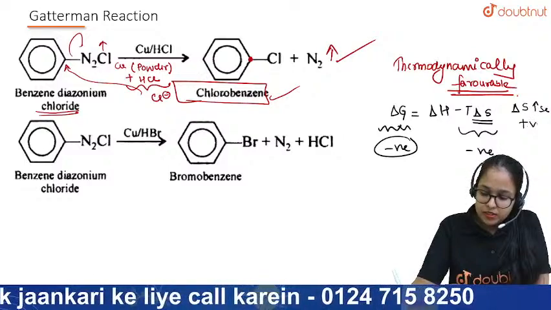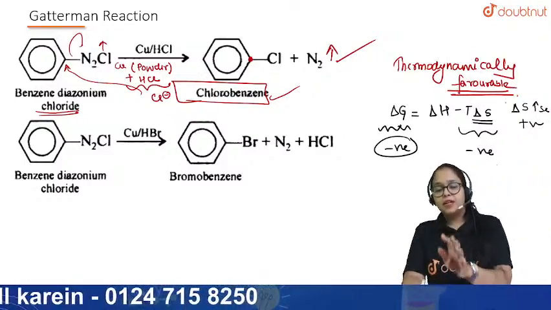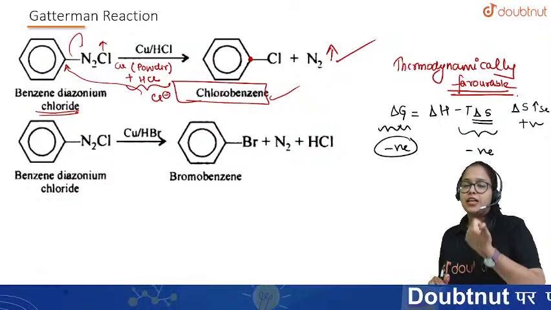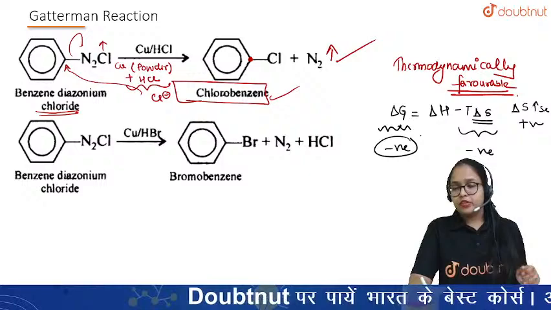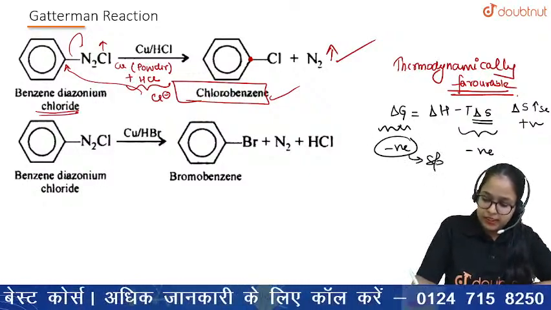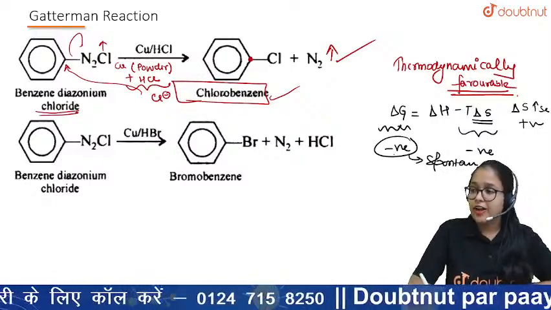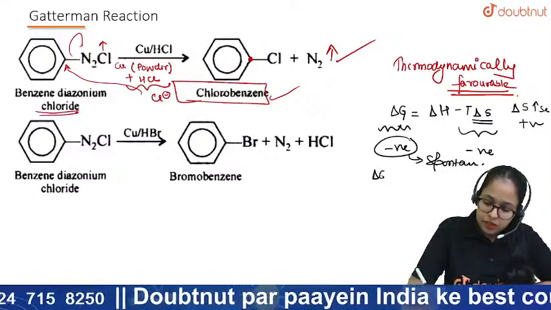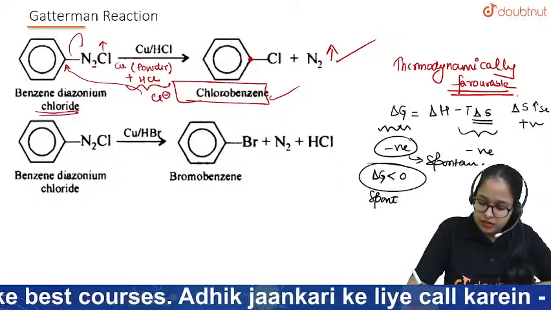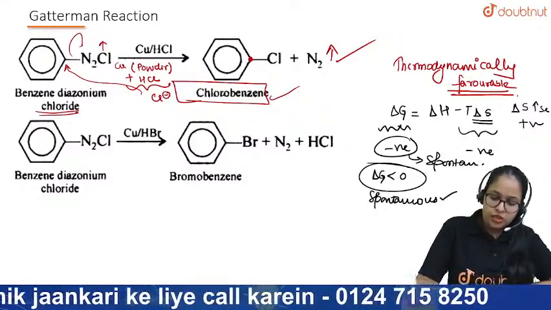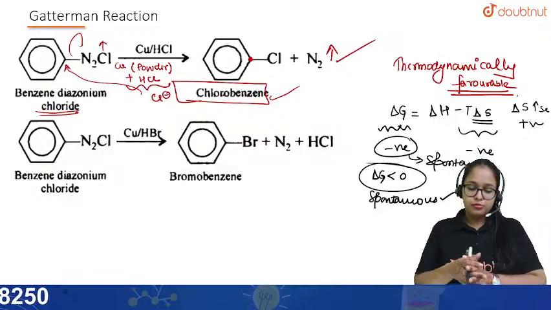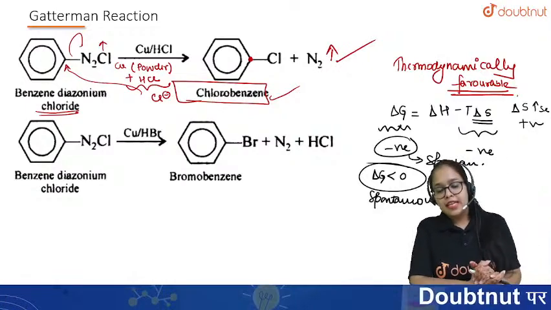Delta S is positive, so minus T delta S becomes more negative as delta S is increasing, and this gives delta G a more negative value, and this leads to more spontaneity in the reaction, because we have already understood that whenever delta G is less than 0 or negative, the reaction is spontaneous, right? So this leads to a more negative delta G and the reaction becomes more spontaneous. So this was the Gattermann reaction.